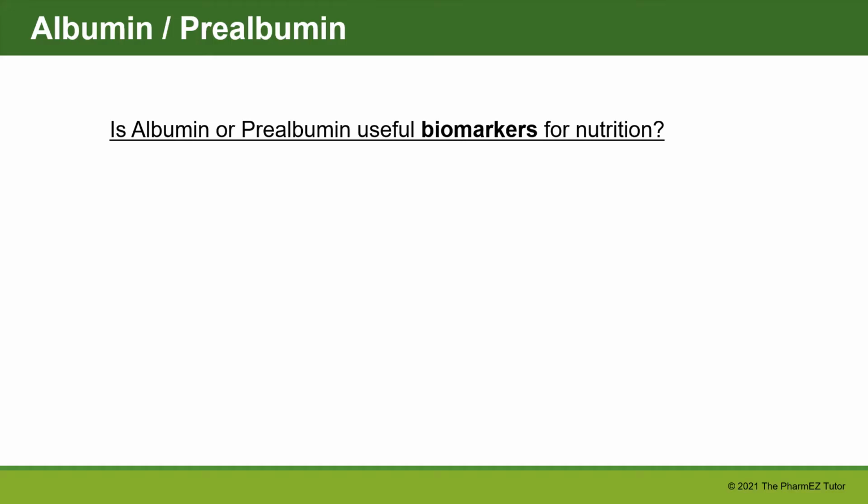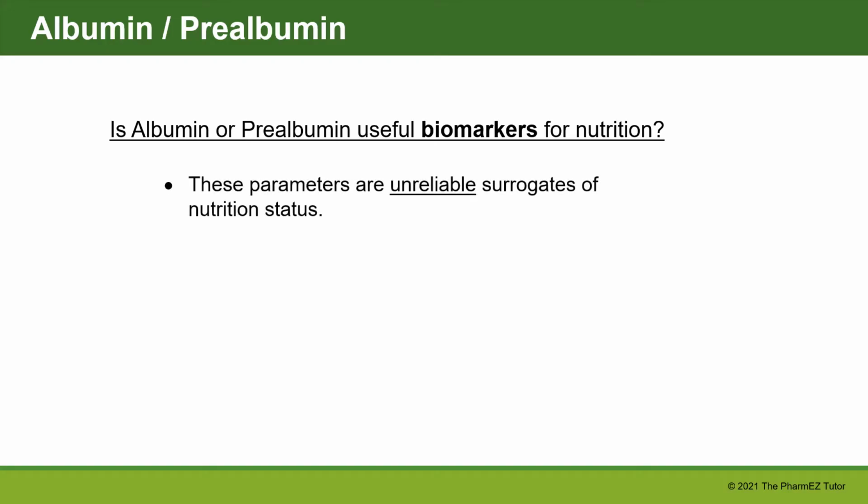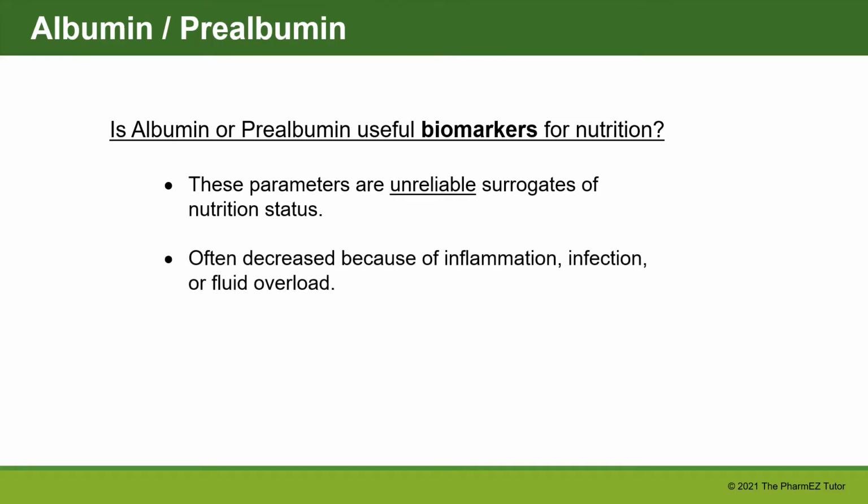Here's a question that is often asked. Is albumin or prealbumin useful biomarkers for nutrition? Multiple studies have shown that these parameters are unreliable surrogates of nutrition status, and they are often decreased because of inflammation, infection, or fluid overload.